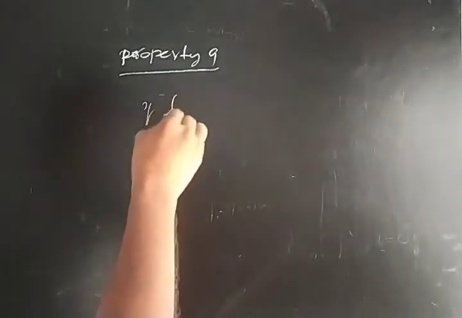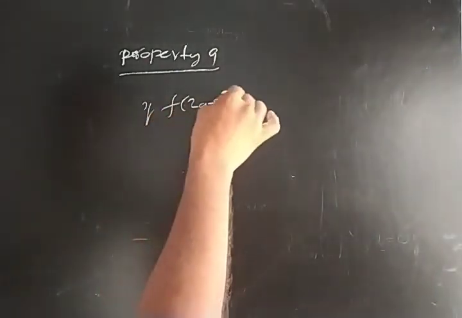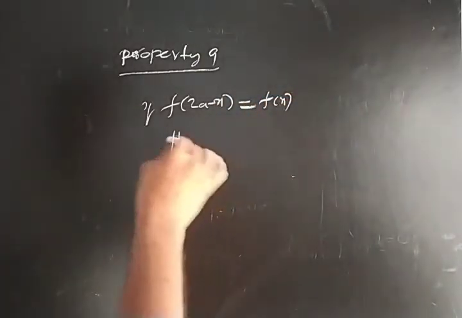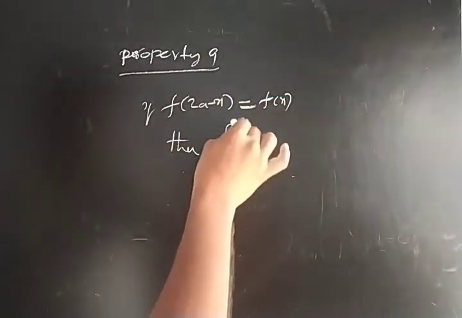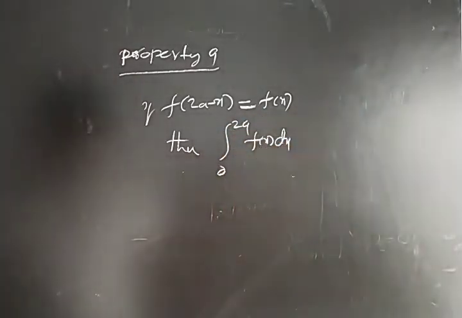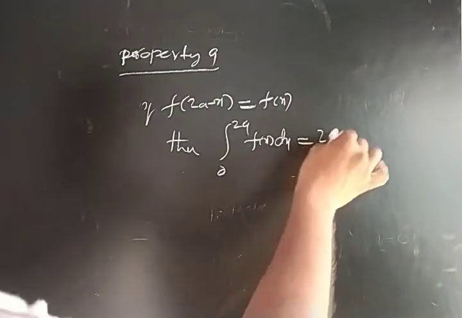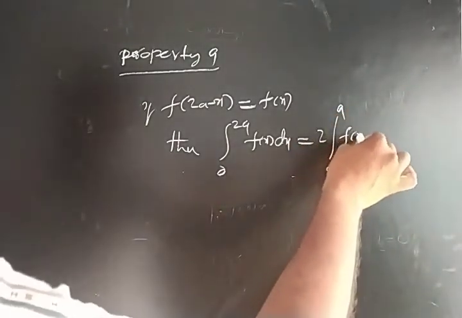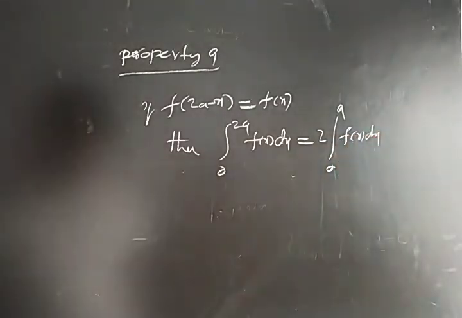If f of 2a minus x is equal to f of x, then the integral from 0 to 2a of f of x dx is equal to 2 times the integral from 0 to a of f of x dx.